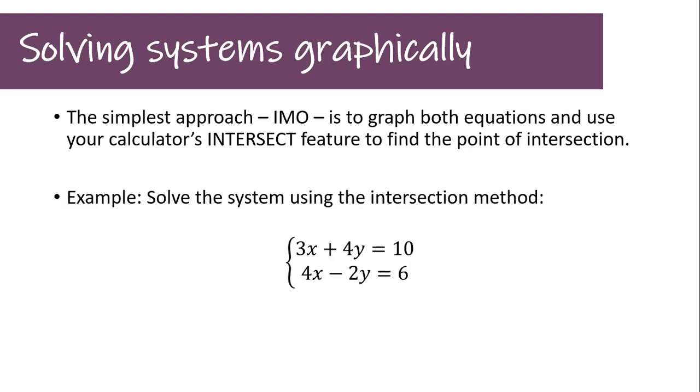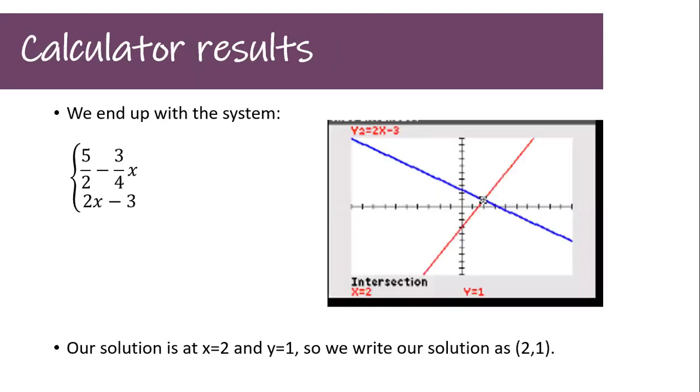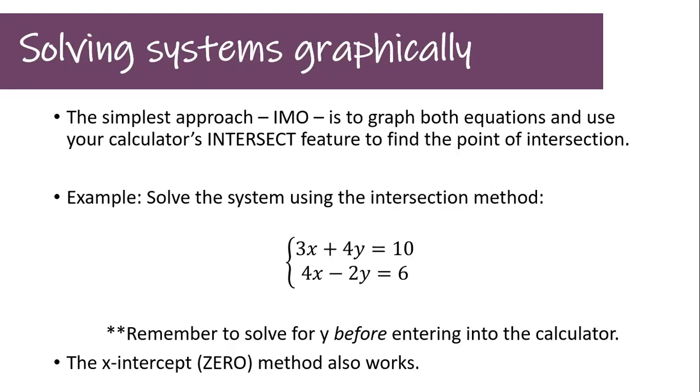Let's do an example. Let's solve this system using the intersection method. Now remember here that the first thing we need to do, since we're entering it into the calculator as y1 and y2, is we need to solve for y in both of these equations, excuse me. So we want to solve for y first. We can also use the x-intercept method if we prefer, by moving everything over to one side. Okay, so before I show you those results, let's actually work on this. Let's do the whiteboard first.